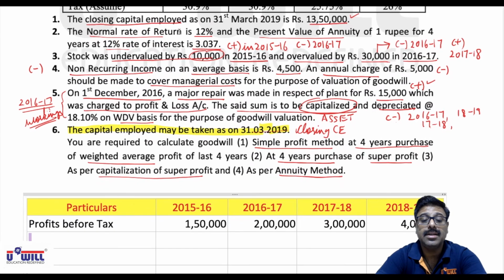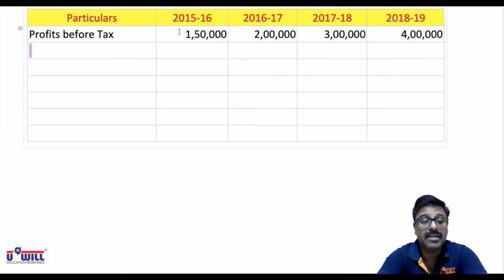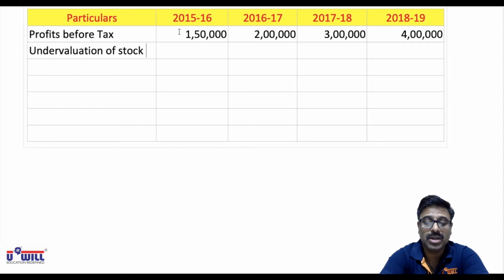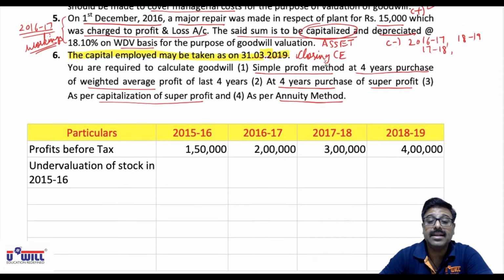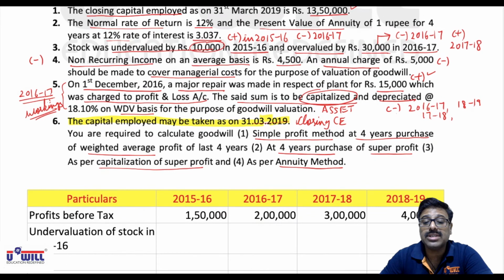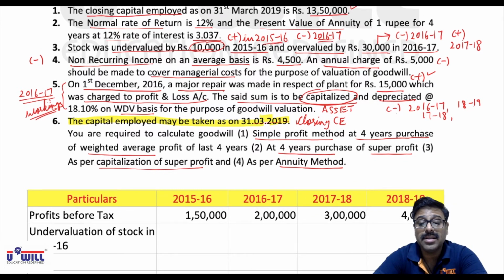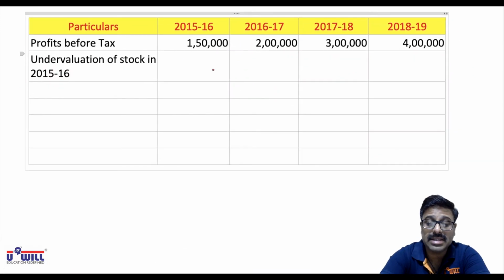Third adjustment, undervaluation of stock in 15 to 16. As we discussed, what are we supposed to do with that? In 15 to 16 we have to plus, and in 16 to 17 we have to minus. What amount? 10,000. In 15 to 16 we have to plus 10,000, and in 16 to 17 we have to minus, so write it in bracket 10,000.